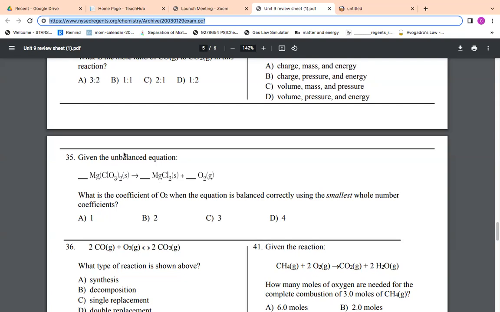35, so another balancing question. What is the coefficient of O2 when the equation is balanced correctly using the smallest whole number coefficients? So I am going to rewrite this actually, just because it will be easier for us to see.